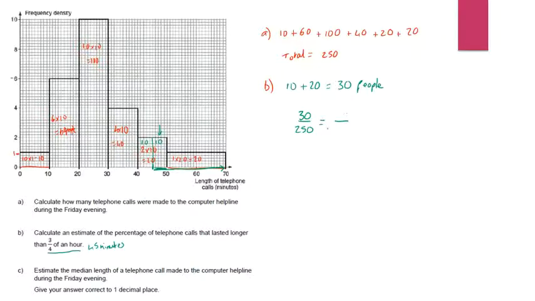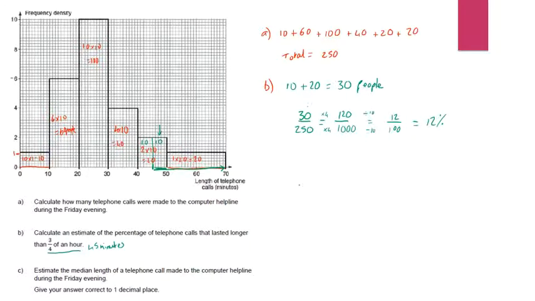We need to put that into a percentage. Hopefully you can see that if you multiply through top and bottom, numerator and denominator, by 4, we will get 120 over 1,000. Then if I divide through by 10, because the idea behind a percentage is to get it out of 100, it would be the equivalent of 12 over 100. So roughly 12%.